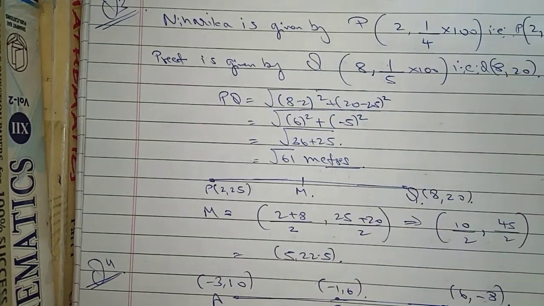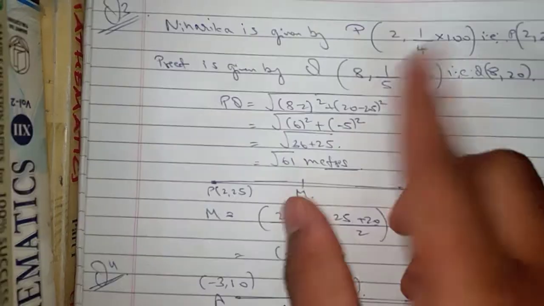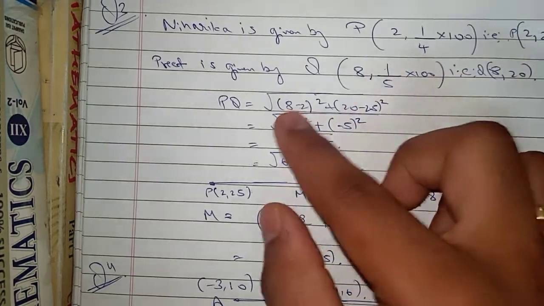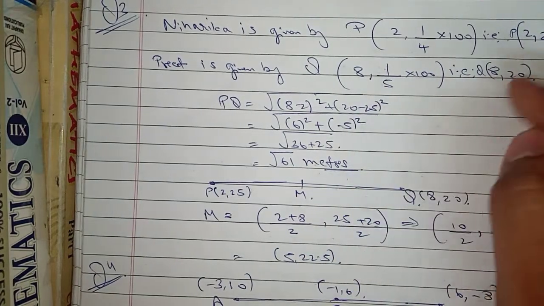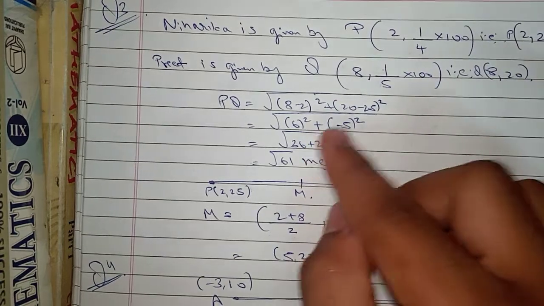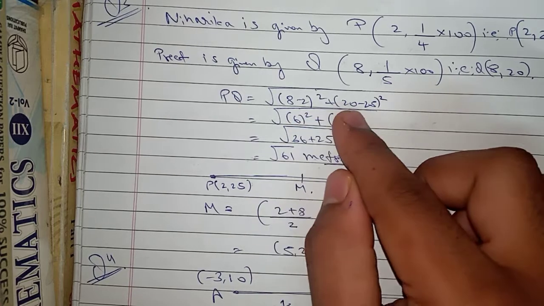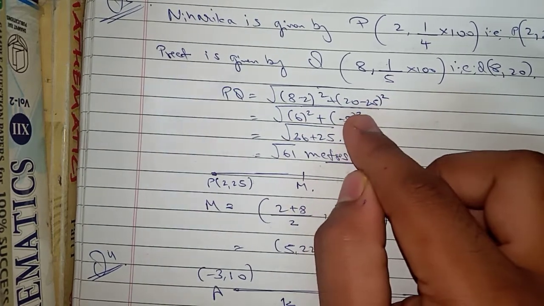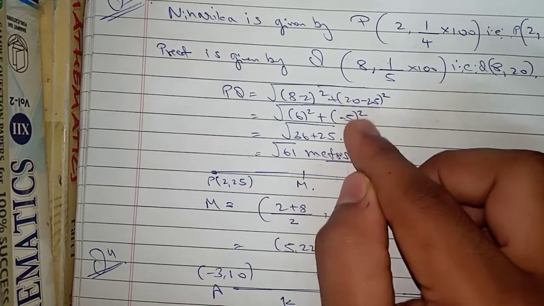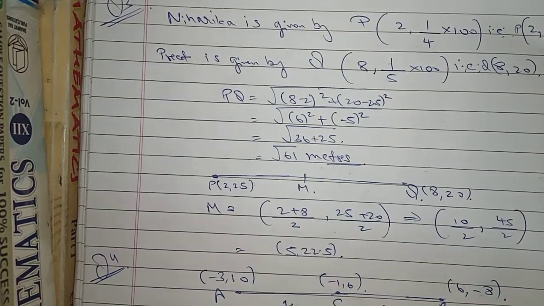So you can find the distance between P and Q by the distance formula. Remember the first exercise, that distance formula, x2 minus x1 whole square plus y2 minus y1 whole square, then root. So 8 minus 2 square plus 20 minus 25 square, then under root. 8 minus 2 is what? 6. 6 square. 20 minus 25 is minus 5, square. 6 square is 36, 5 square is 25, minus will become plus. 36 plus 25, root 61 meters is the distance between point P and Q.